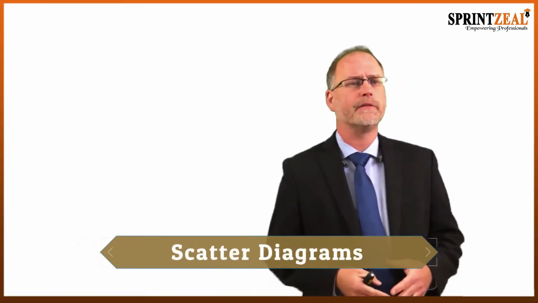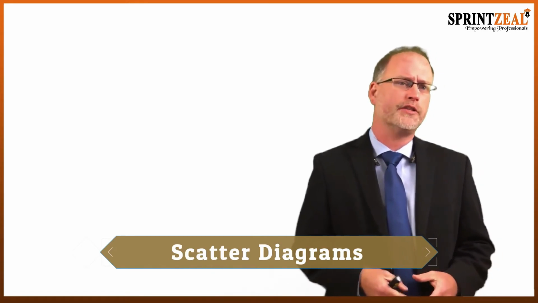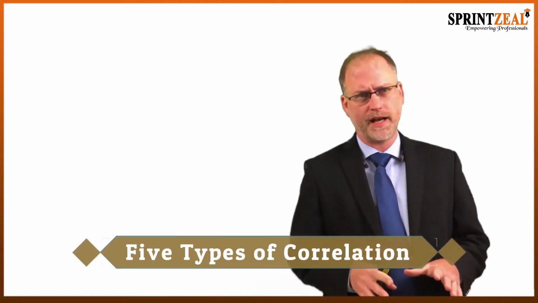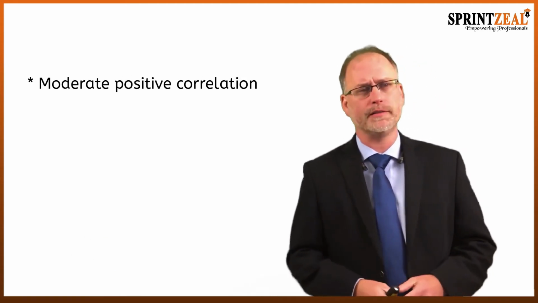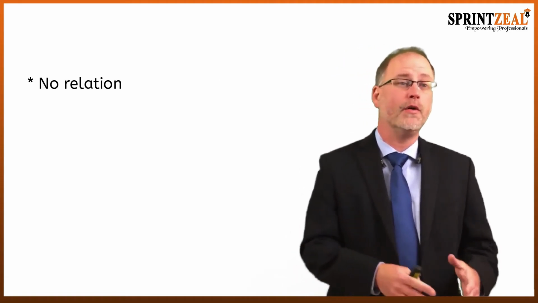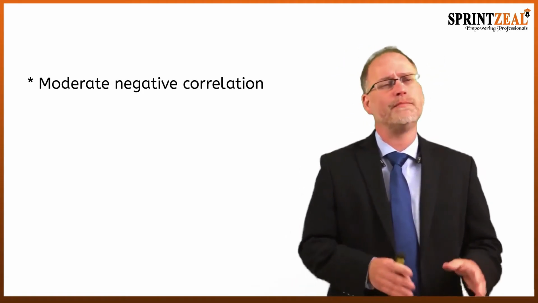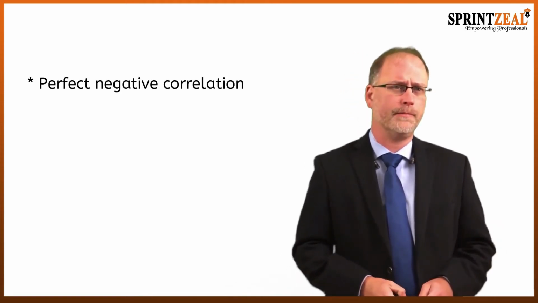So a scatter diagram can be used to understand the correlation between two variables. It can help us examine cause and effect relationships and identify the root cause. Now there are 5 types of correlations. The first one being a perfect positive correlation. Then we have a moderate positive correlation. Then we'll have no correlation. And then we'll have moderate negative correlation and a perfect negative correlation.